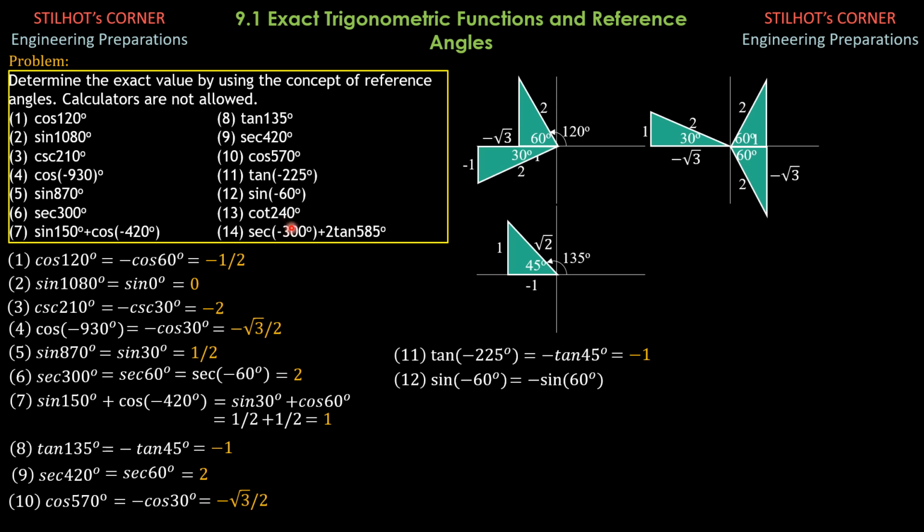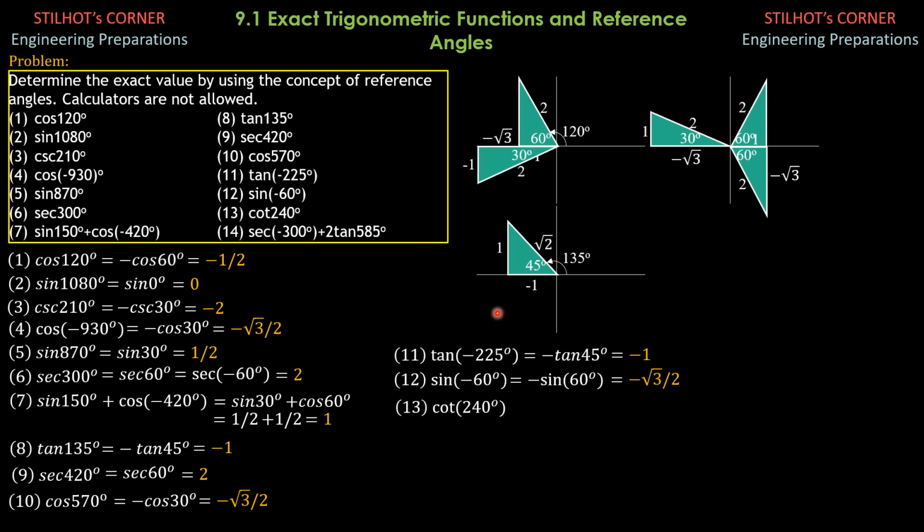Then 13, cotangent of 240 degrees. 240 degrees is 180, then another 60, so 240 degrees. So it is like a triangle in the third quadrant with reference angle 60 degrees. Since we don't have a representative angle, let's have another figure. So this is it. 60 degrees.